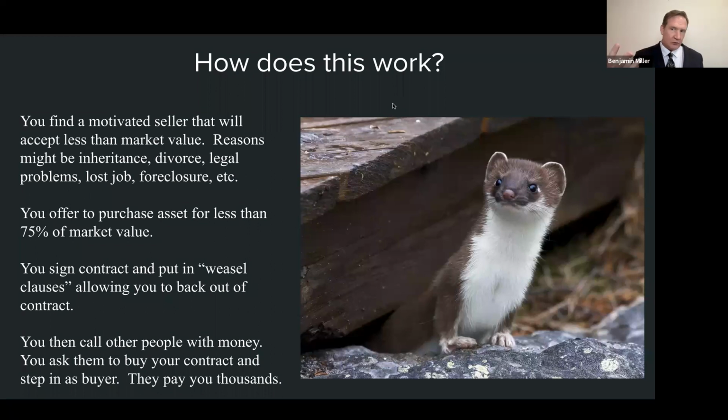But if you can negotiate well, if you can get them to sign a contract for significantly below market value, then you can make money on this. So some typical reasons that someone might sell would be things like inheritance. Maybe they inherited a property. Maybe their parents died and they left them a property. Maybe their grandfather died and left a property in another area that they don't want, and they just want cash.